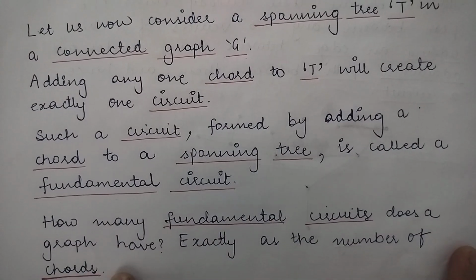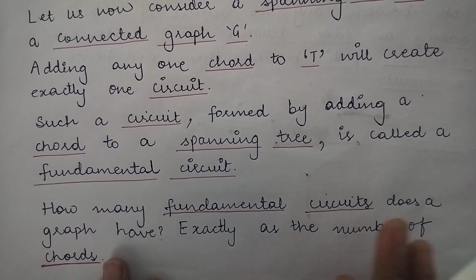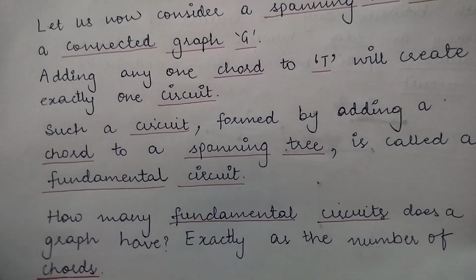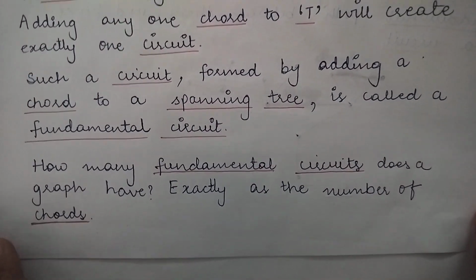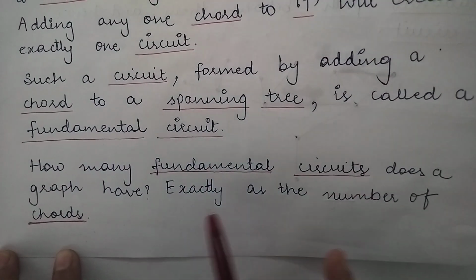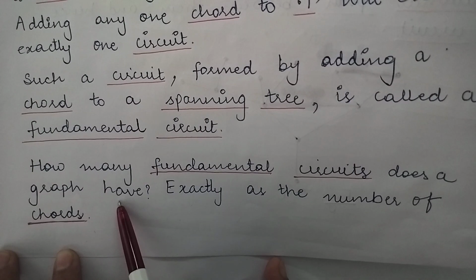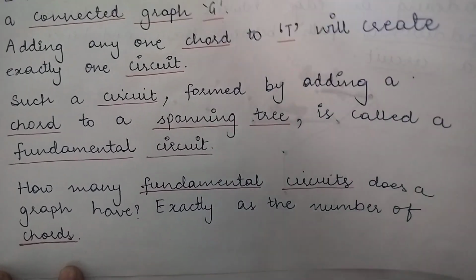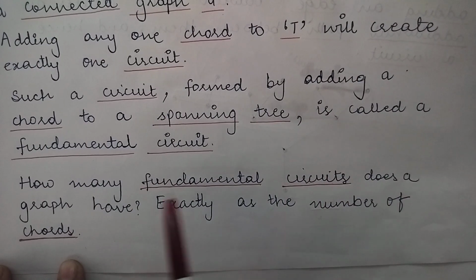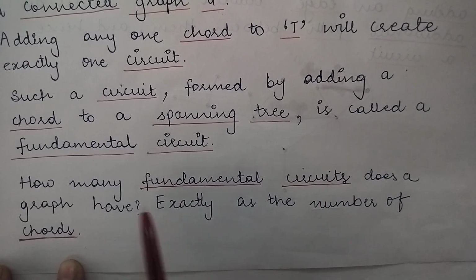So this is the difference between a circuit and a fundamental circuit. A circuit is with respect to a tree, and a fundamental circuit is with respect to a spanning tree. So basically, how many fundamental circuits will a graph having a spanning tree have?